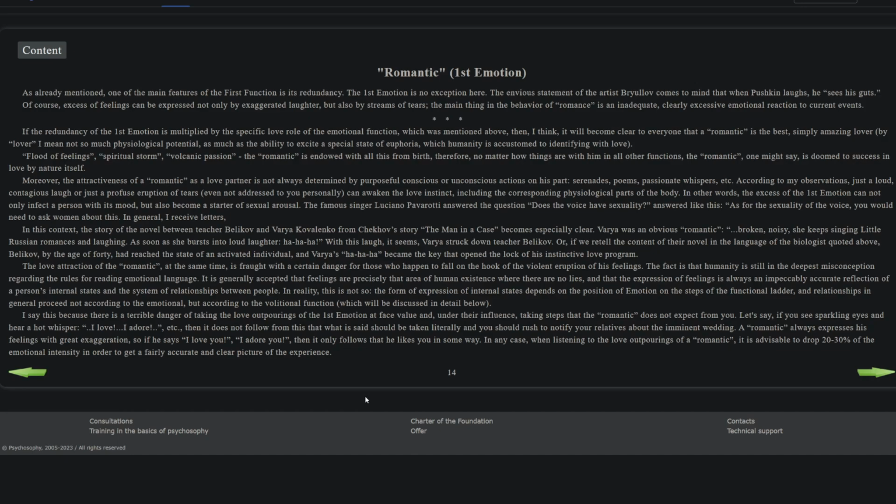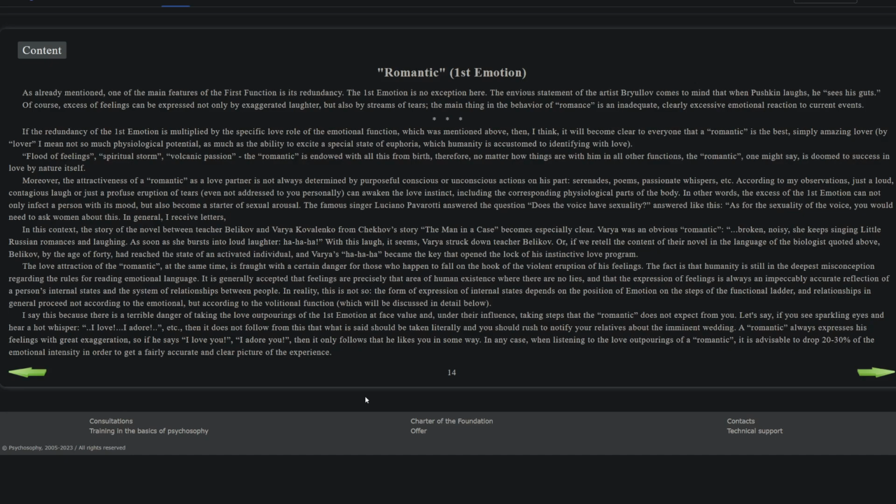In this context, the story of the novel between teacher Belikov and Varya Kovalenko from Chekhov's story The Man in a Case becomes especially clear. Varya was an obvious romantic. Broken, noisy, she keeps singing little Russian romances and laughing. As soon as she bursts into loud laughter, ha ha ha. With this laugh, it seems, Varya struck down teacher Belikov. Or if we retell the content of their novel in the language of the biologist quoted above, Belikov, by the age of 40, had reached the state of an activated individual, and Varya's ha ha ha became the key that opened the lock of his instinctive love program.